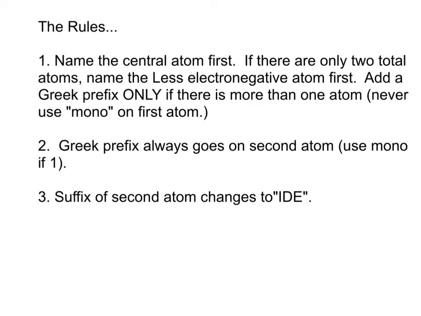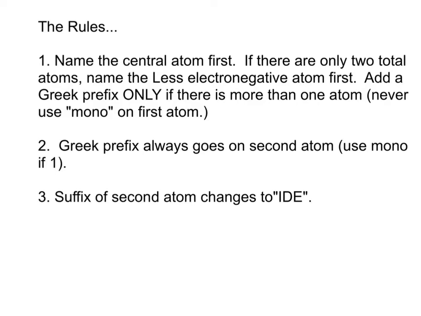Name the central atom first. If there are only 2 total atoms, name the less electronegative atom first. Add a Greek prefix only if there is more than 1 atom. Never use mono on the first atom. So again, to emphasize, we should never hear mono on the first atom. You should see mono on the second, though, if that's the case.